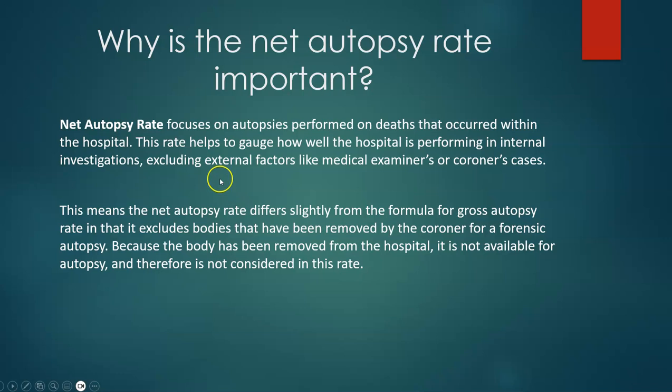Why is the net autopsy rate important? Well, the net autopsy rate focuses on autopsies that were performed on deaths that occurred within the hospital. This rate helps to gauge how well the hospital is performing in internal investigations, excluding external factors like medical examiners or coroners' cases. This means that the net autopsy rate differs slightly from the formula for gross autopsy rate in that it excludes the bodies that have been removed by the coroner for a forensic autopsy. Because the body has been removed from the hospital, it is not available for autopsy and therefore is not considered in this rate.